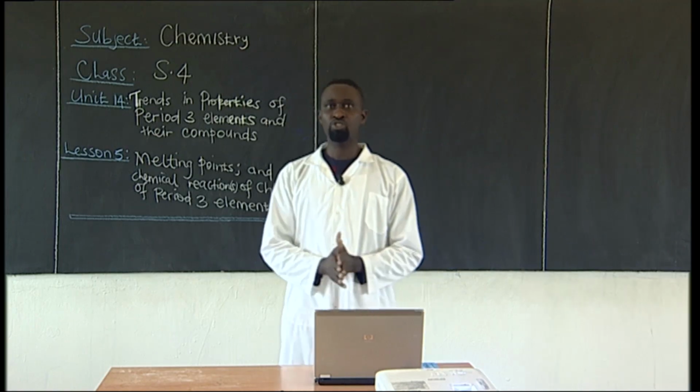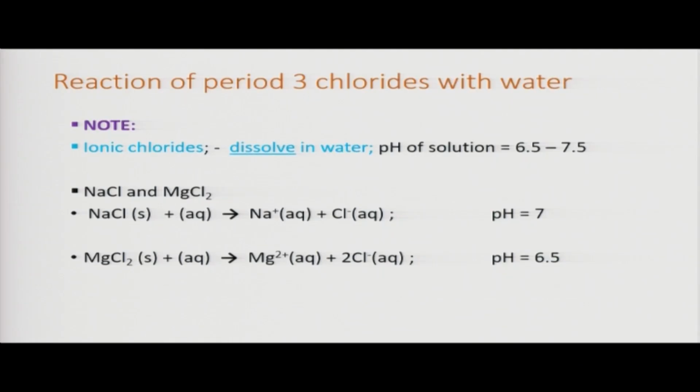Let's use the ionic chlorides, and that is magnesium chloride and sodium chloride. When I talk of sodium chloride, I mean this common salt that we eat. Yes, it is the sodium chloride that we even use in the lab, except that the one we eat, they normally add some iodine, and that's why it is called iodized. So these chlorides are ionic. They have ionic bonding, and as such, they dissociate in water, forming solutions with neutral pH, that's around 6.5 to 7.5.